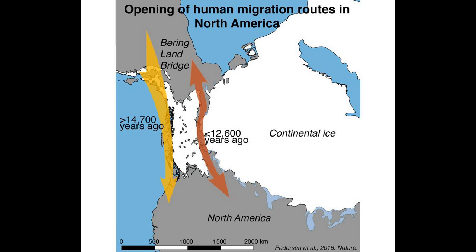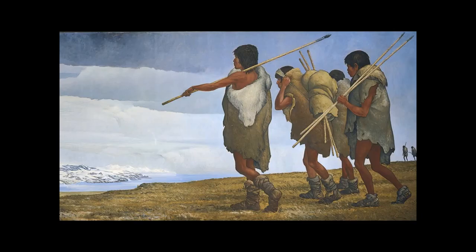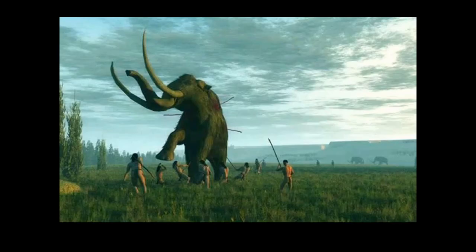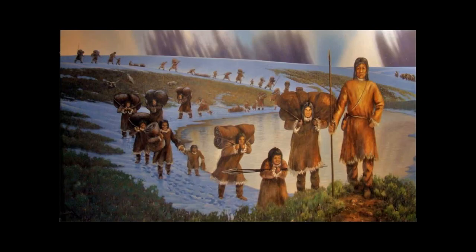Now at various different times, this ice sheet was closed up and open. So it may have happened more than once. It may have happened that our ancestors followed those huge herds of megafauna, such as the mammoth and the Ice Age bison, into North America, and eventually they settled there and brought their families. It's one of the greatest migrations in human history.